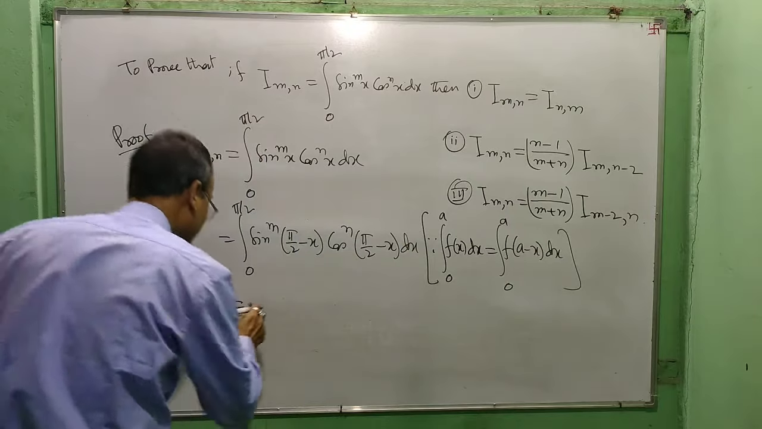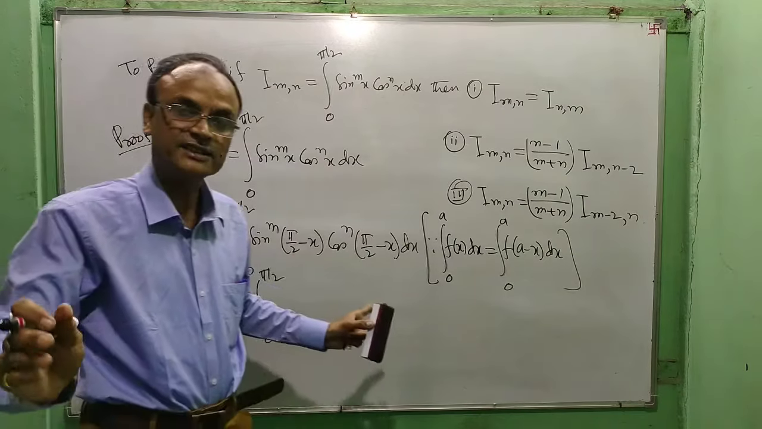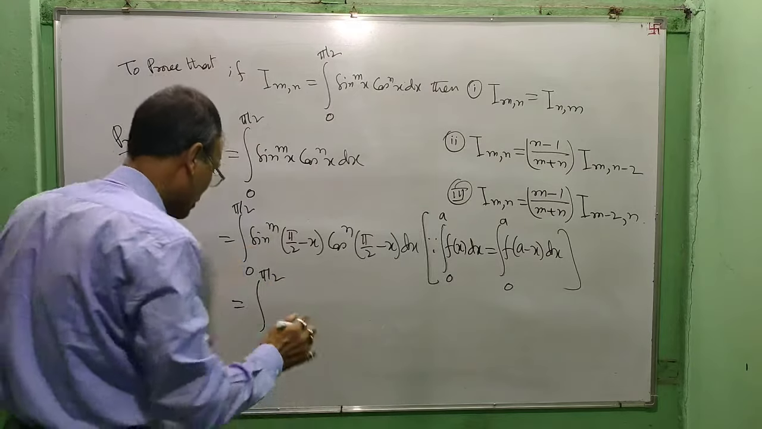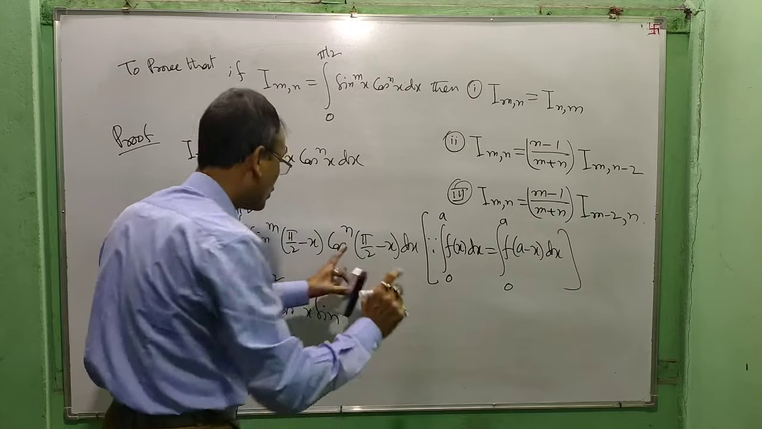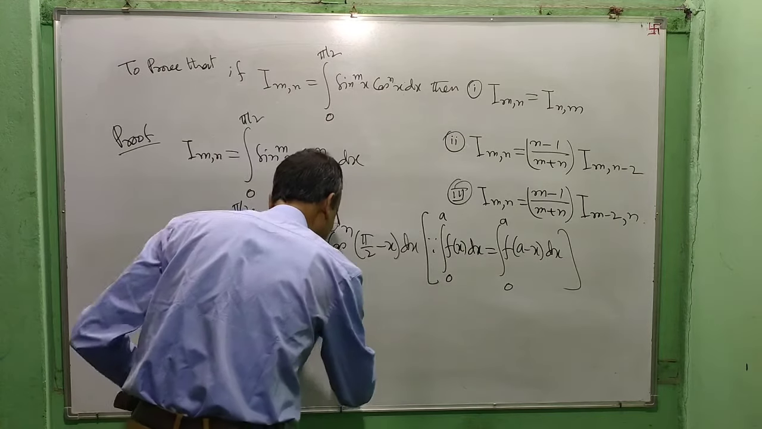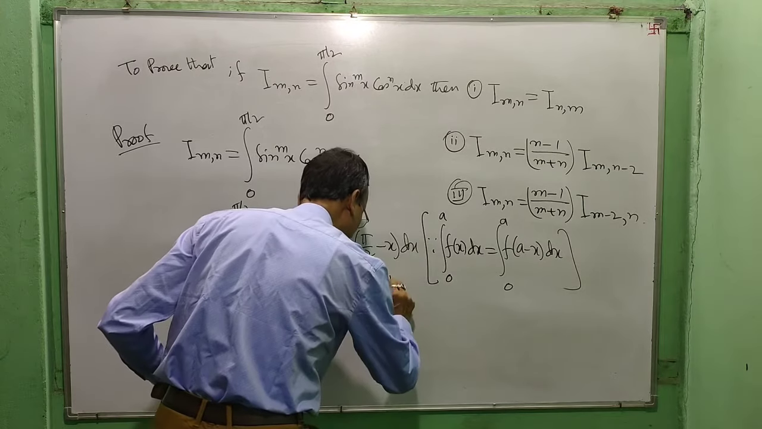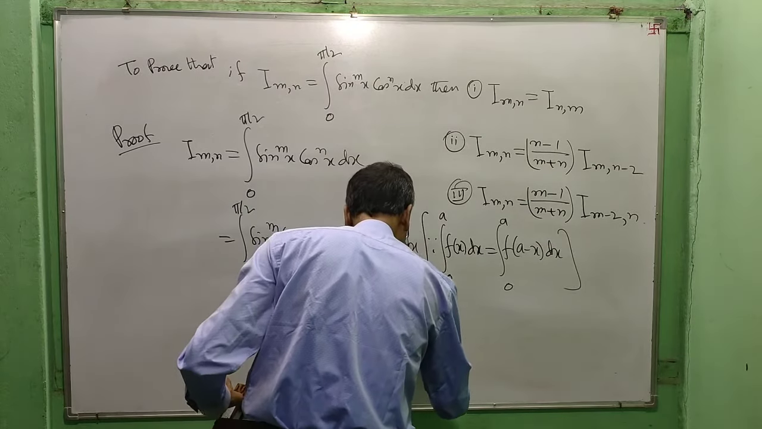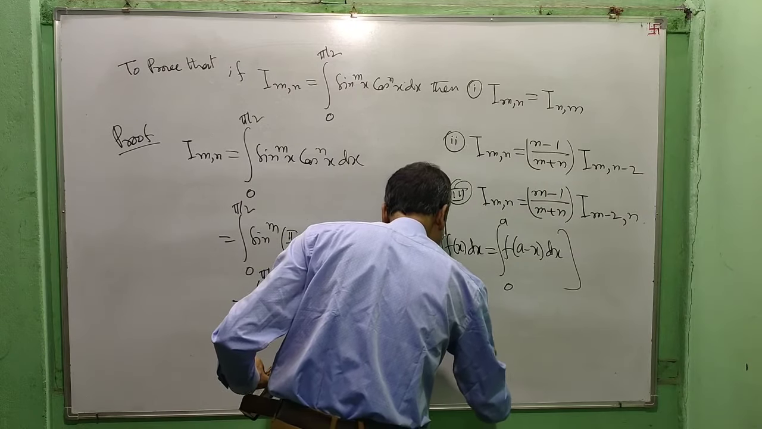This is equal to integration 0 to pi by 2. Sin of pi by 2 minus x is equal to cos x, so it will be cos to the power m x. Cos of pi by 2 minus x is equal to sin x, so sin to the power n x. This is equal to integration 0 to pi by 2 sin to the power n x cos to the power m x dx.